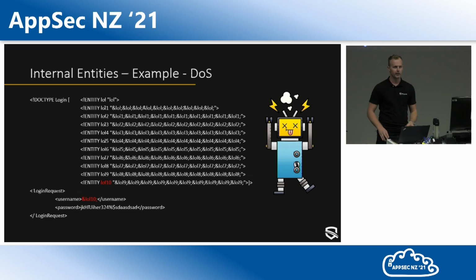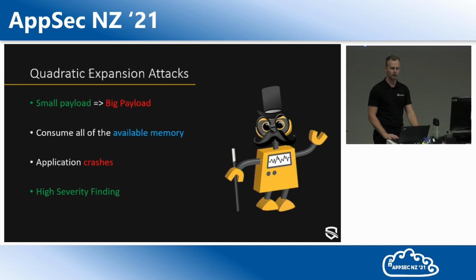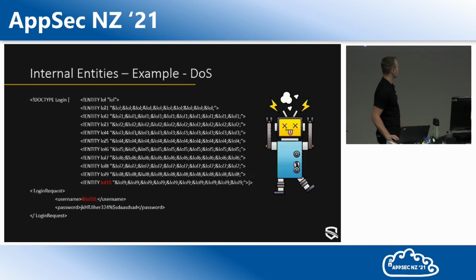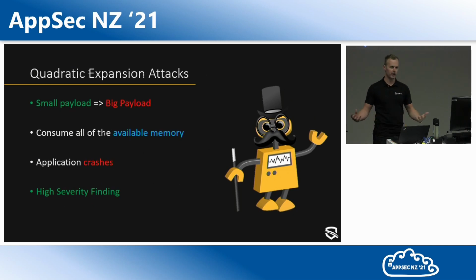So obviously that's going to generate a massive amount of data and cause some issues for your server. It's going to consume all of the memory that you have available, and your application is going to crash. So your tiny payload that looks like this ends up being so big that it crashes your application, which gives you great free high severity findings, and the client is very happy.